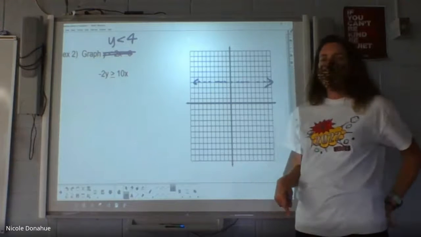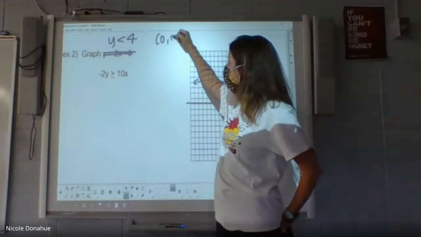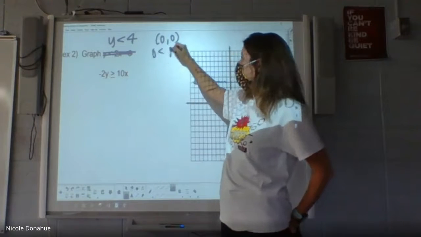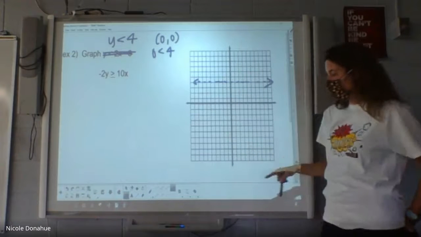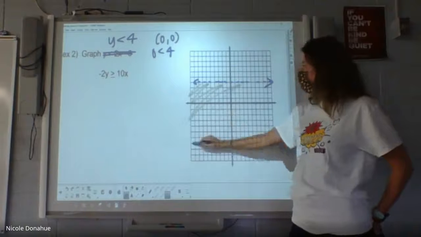Okay. So, test point. 0, 0. Is 0 less than 4? Yeah. So the color. I'll do a better job of coloring this now.